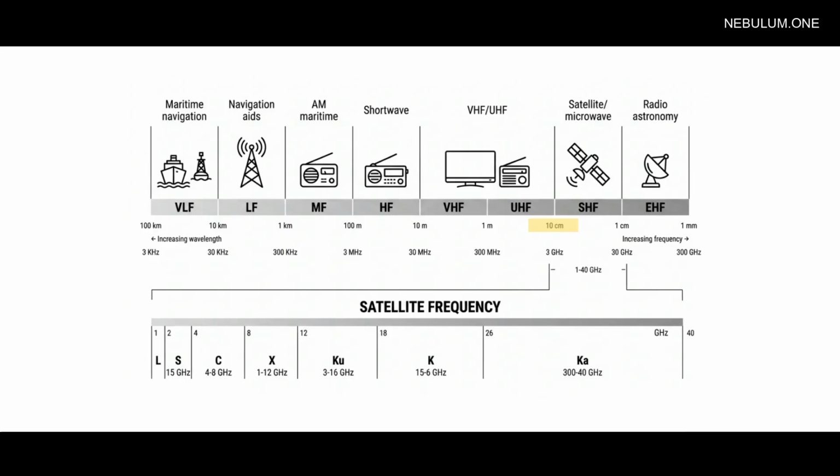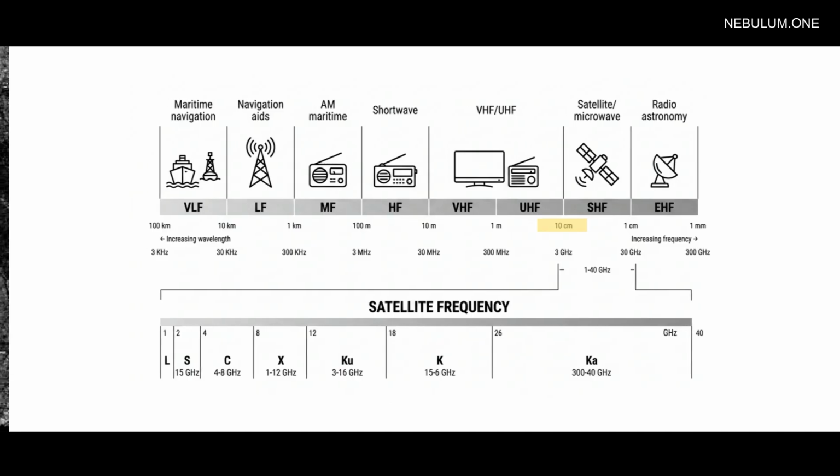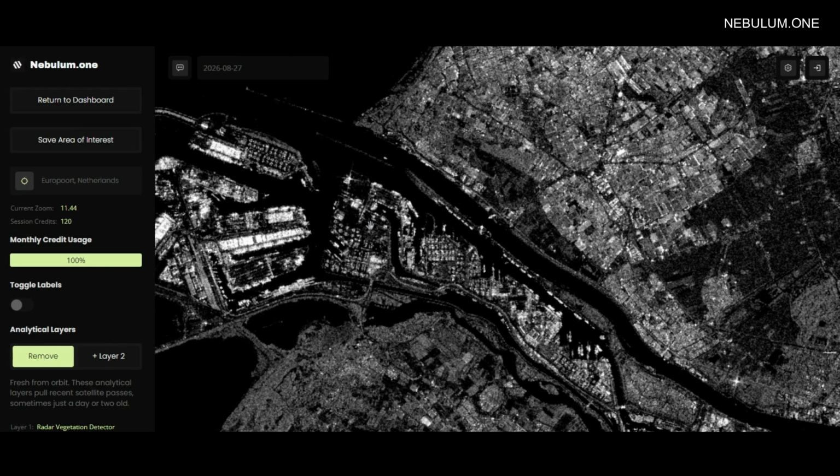So why does the band matter? Well, shorter wavelengths like the X-band give you finer spatial resolution and are great at picking up small surface details. Think things like crop structure, urban features, or ice roughness. But they don't penetrate very deep into the vegetation or soil.